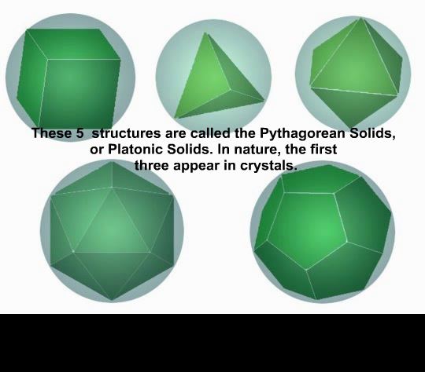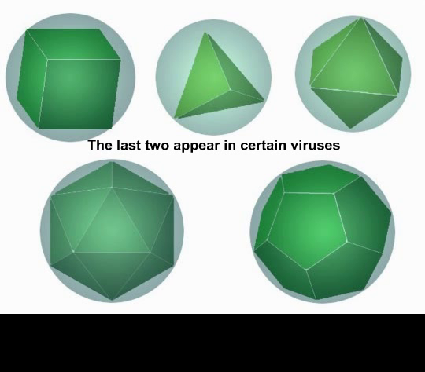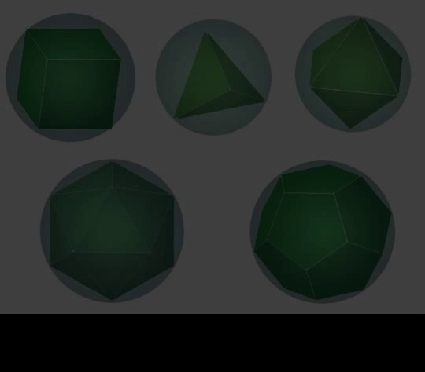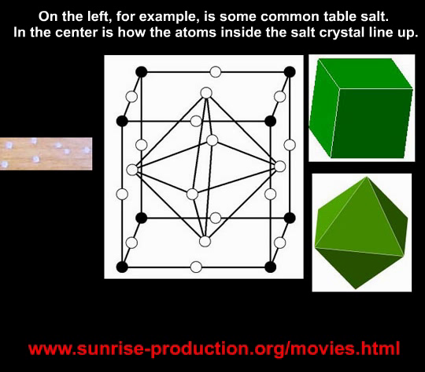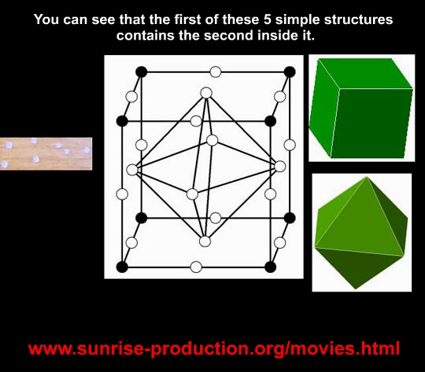In nature, the first 3 appear in crystals. The last 2 appear in certain viruses. On the left, for example, is some common table salt. In the center is how the atoms inside the salt crystal line up. You can see that the first of these 5 simple structures contains the second inside it.